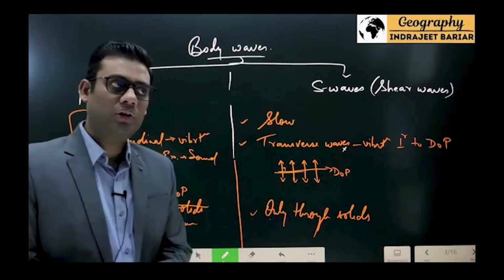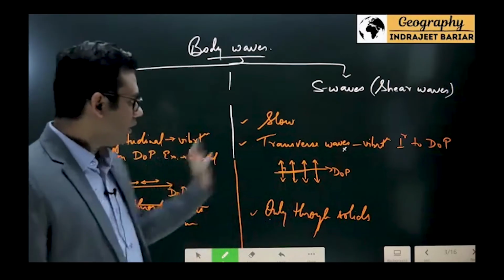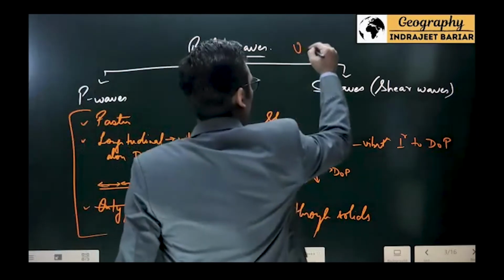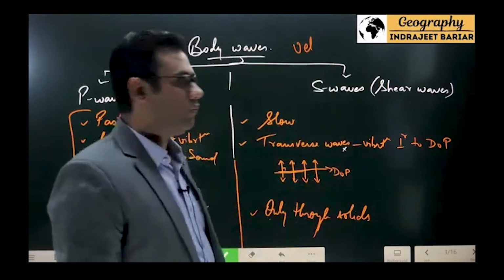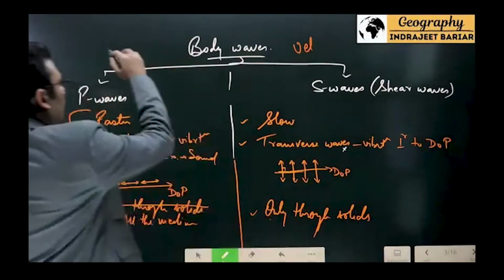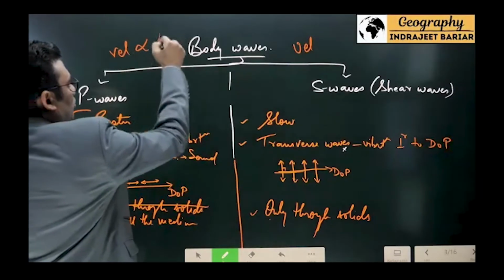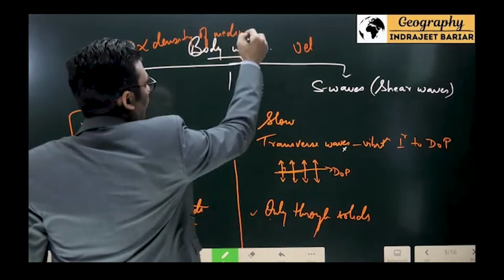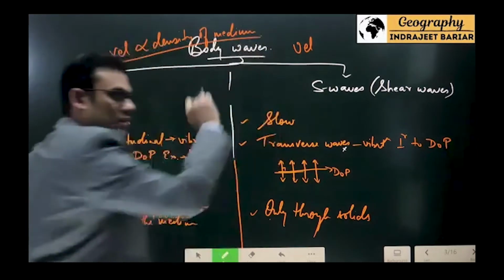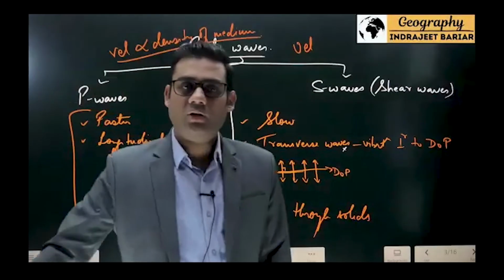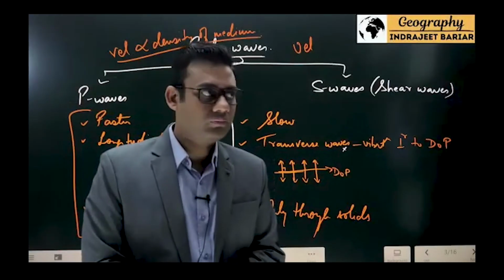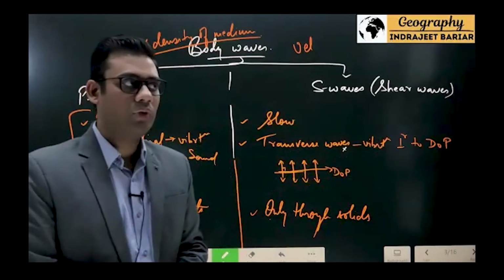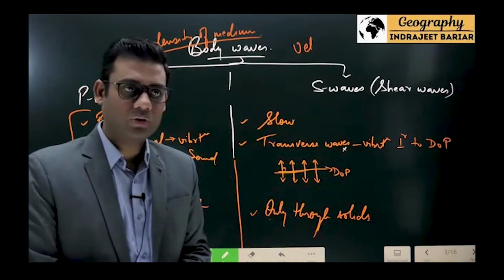And along with this, we have a common property with respect to any of these waves, and that common property for us is with respect to velocity of these waves, where we say that the velocity of these waves is directly proportional to density of medium. So the more dense the medium is, the faster the waves are going to travel. It is applicable to both P waves as well as S waves, for both the waves.